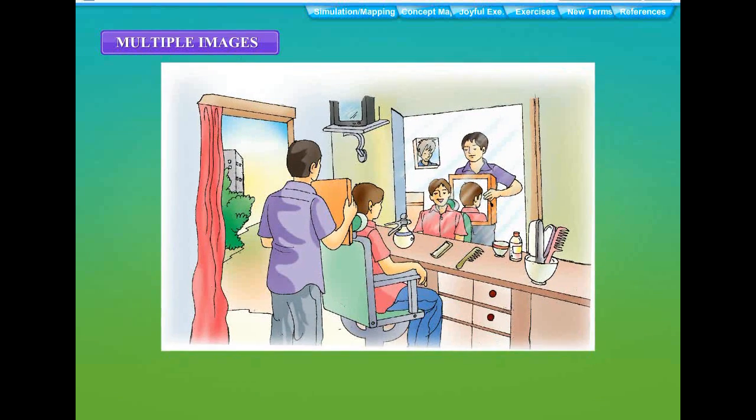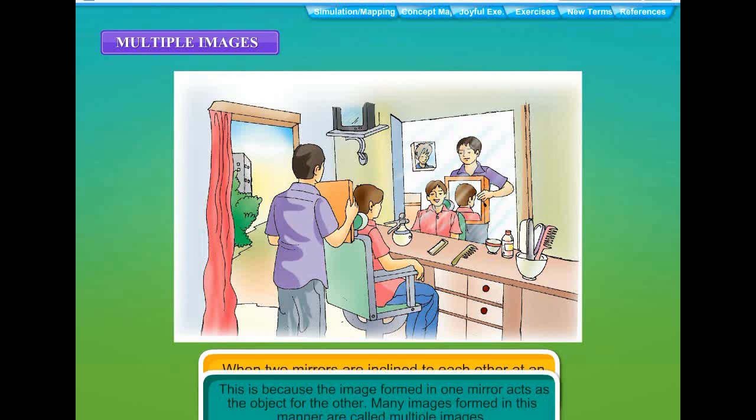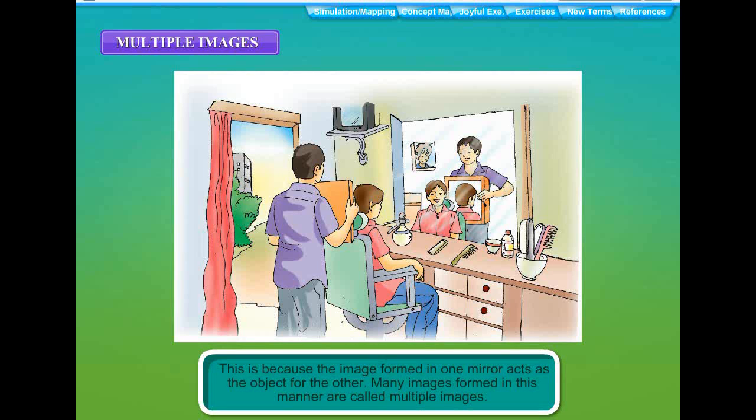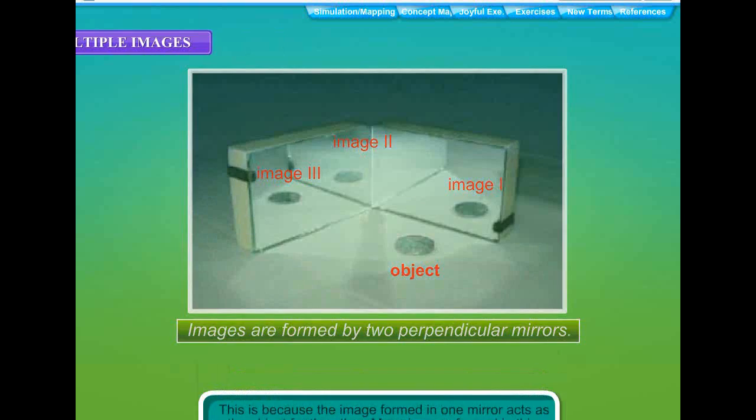Multiple images. When two mirrors are inclined to each other at an angle, many images of the object placed before them are seen. This is because the image formed in one mirror acts as the object for the other. Many images formed in this manner are called multiple images.